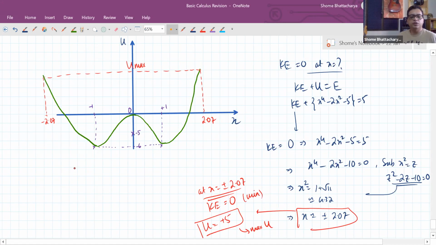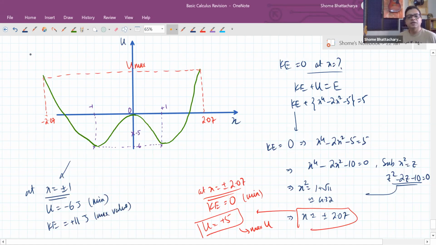Whereas on the other hand, at the other 2 points, at x equal to plus minus 1, the potential energy is having the minimum value, minus 6 joules. This is the minimum. And therefore, the kinetic energy will become 11 joules, which is the maximum value. Okay, because the total mechanical energy, remember, kinetic energy plus potential energy is 5 joules. So when the potential energy reaches the minimum value of minus 6, the kinetic energy automatically has to become plus 11 because total energy is this much.